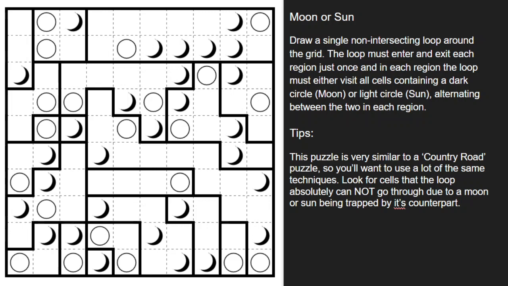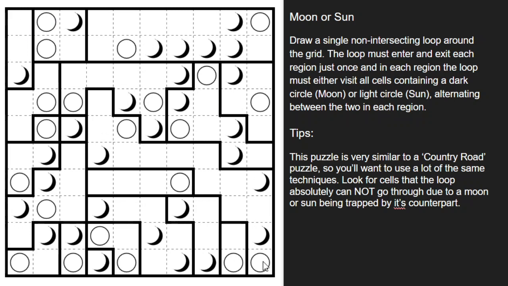So one thing to know is if you've not done a country road puzzle before, this is very similar to one of those. And really, it's similar to a lot of loop-based puzzles. One of the things to consider when doing a loop puzzle is how the loop interacts with corners. If the loop is going to hit this cell here, it's in a corner, it's going to create an elbow, right?